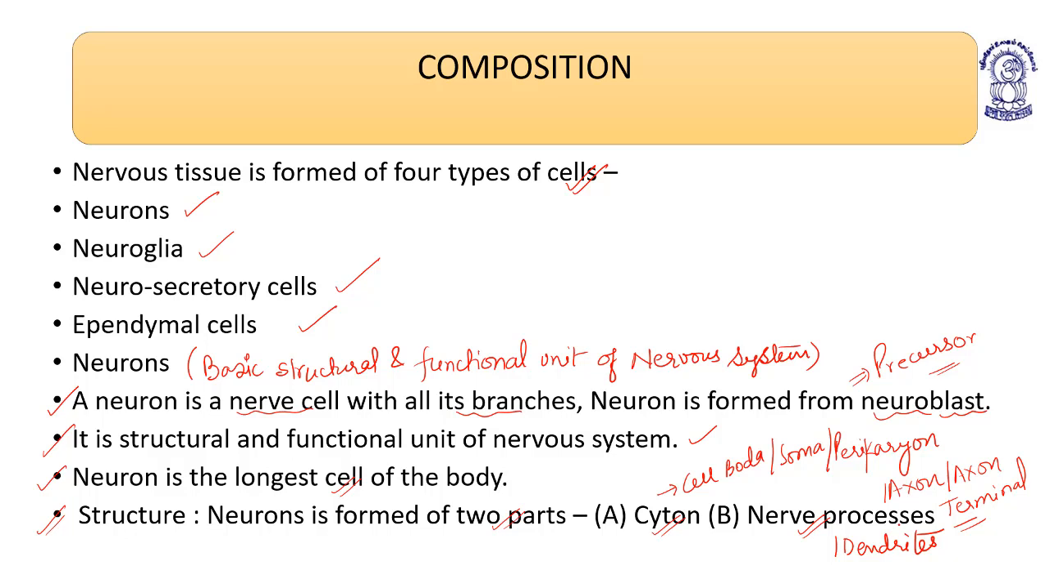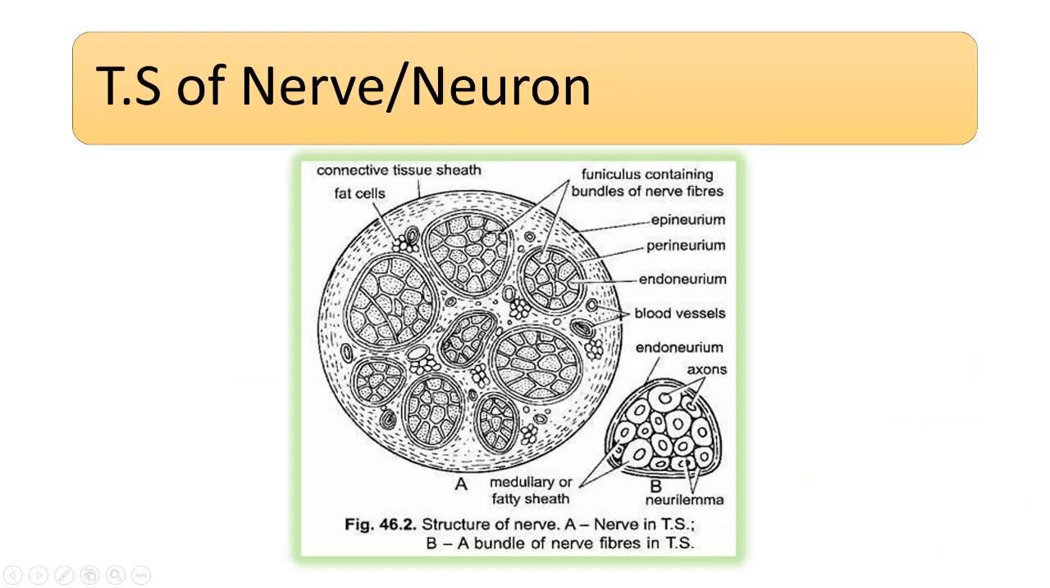Okay. Now, what is cyton? Cyton is also called perikaryon, soma, or cell body. It has a granular cytoplasm which is called neuroplasm. Understood?